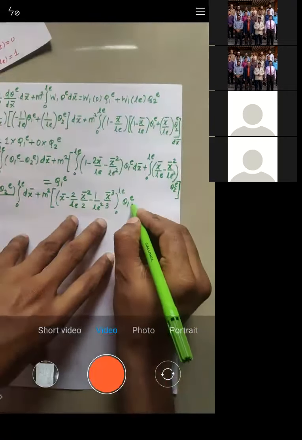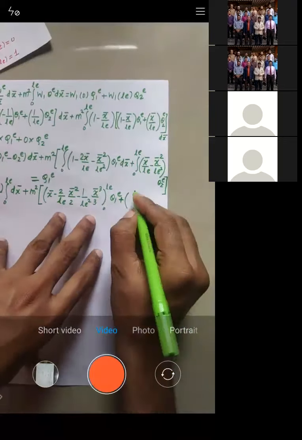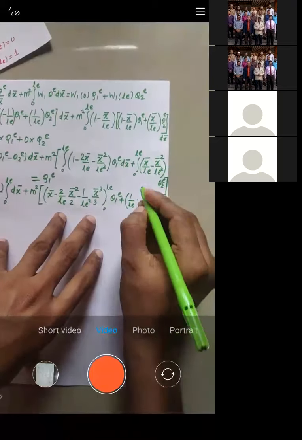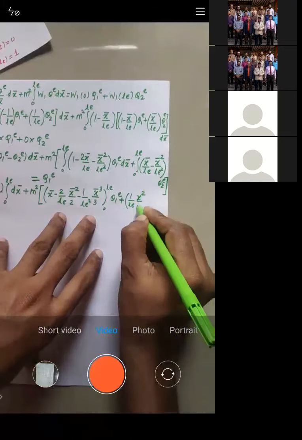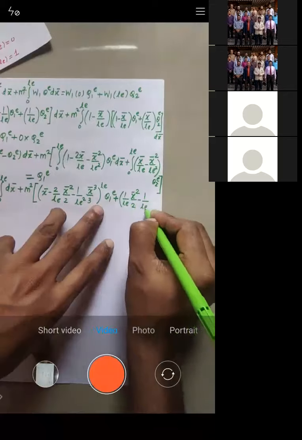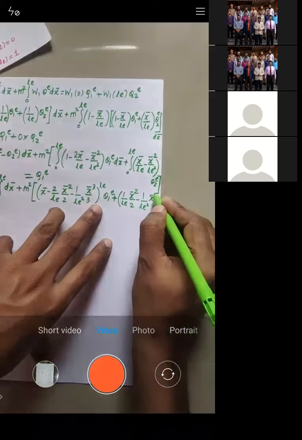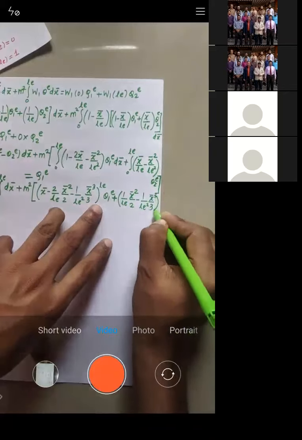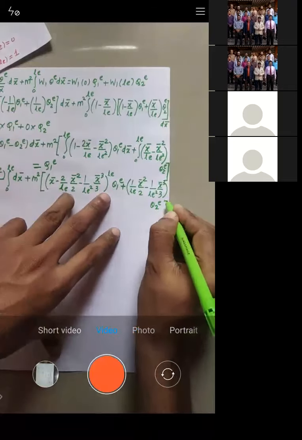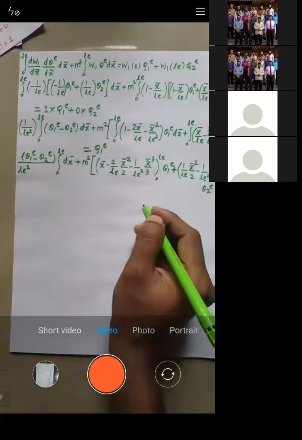Plus, I will write down this term. I'll integrate it. So 1 by LE as it is. Integration of x bar, so it's x bar square by 2, right? X bar square by 2 minus 1 by LE square as it is. Integration of x bar square is x bar cube by 3, into theta 2. Is it okay? Yes or no? Okay, so now let us solve it.